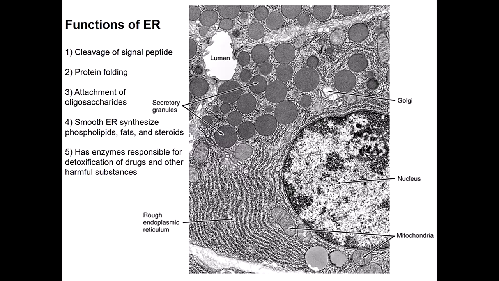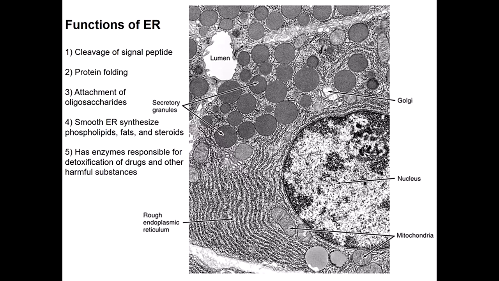So what are the functions of the endoplasmic reticulum? Well, cleavage of the signal peptide, which I just talked about a few slides back. They also play a role in protein folding, which is required for normal function of many of these proteins. I'll talk about that momentarily. They also play a role in attachment of sugar residues. Smooth ER, in the absence of ribosomes, synthesizes things like phospholipids, fats, and steroids. And the endoplasmic reticulum also has enzymes responsible for detoxification of some drugs, okay?